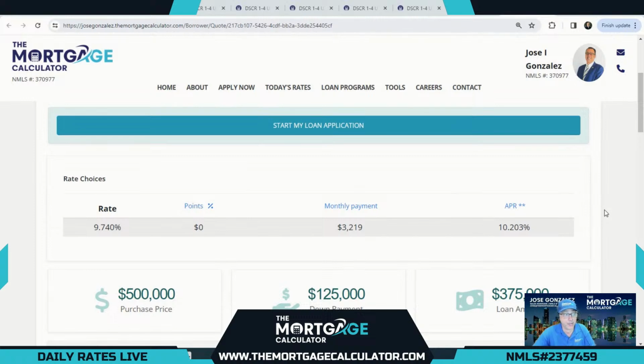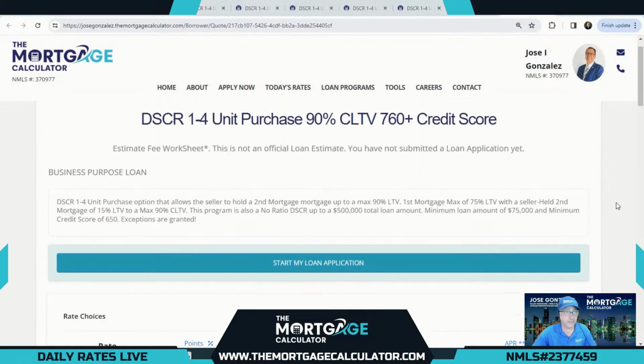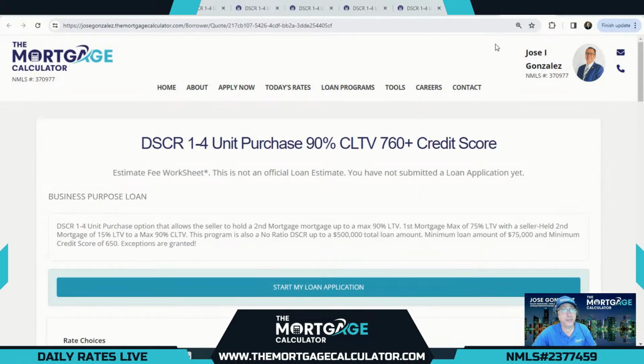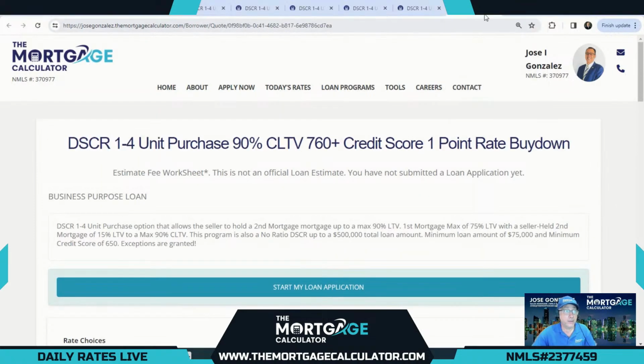This is a 30-year fully amortizing fixed rate. This is not a 5-year fix. This is not a 25-year amortization. This is not a 5-year term with a 30-year amortization, which would be a balloon loan at the end of 5 years. This is a 30-year fully amortizing loan. 9.74%. No loan discount. That's at par. Amazing rate for our 760 plus credit score.